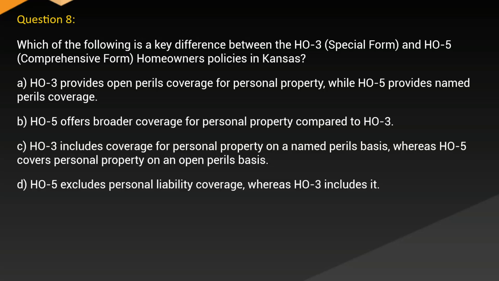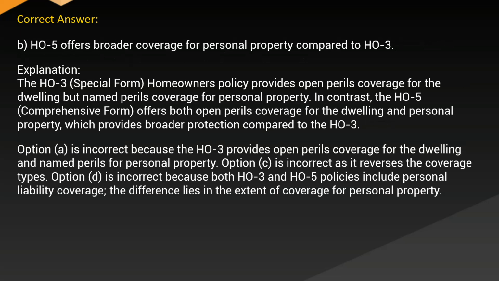Question 8. Which of the following is a key difference between the HO3 Special Form and HO5 Comprehensive Form homeowners policies in Kansas? A. HO3 provides open perils coverage for personal property, while HO5 provides named perils coverage. B. HO5 offers broader coverage for personal property compared to HO3. C. HO3 includes coverage for personal property on a named perils basis, whereas HO5 covers personal property on an open perils basis. D. HO5 excludes personal liability coverage, whereas HO3 includes it. Correct answer: B. HO5 offers broader coverage for personal property compared to HO3.